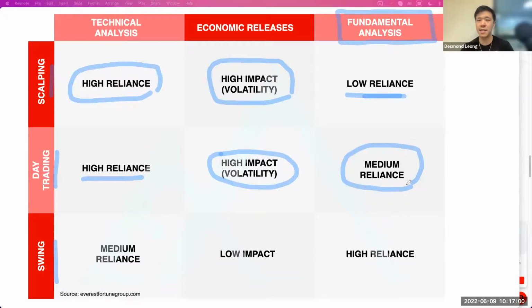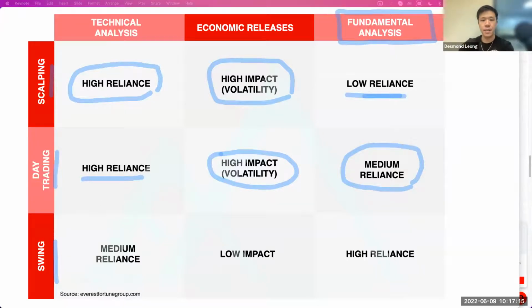Risk on, risk off, these are things that can be very useful for you when you're taking these trades. But it's something to watch out for when you are day trading. I'll be showing you how you can use fundamental analysis along with technical analysis very effectively later.